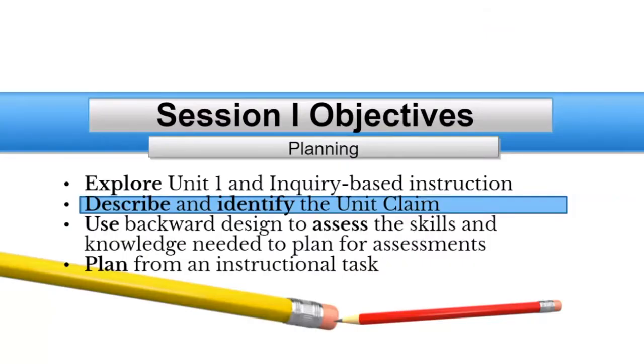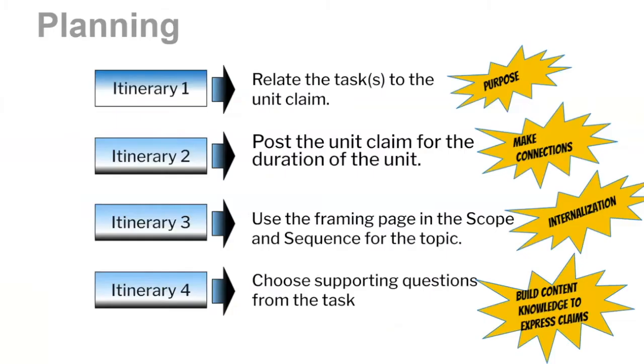Let's go ahead and move on to the next objective, and that is to describe and identify the unit claim. When planning, if we're taking the approach for backwards design, we have the unit claim driving each of these steps. So first, we want to relate the task to that unit claim. That's going to be our driving purpose. Second, we want to post the unit claim for the duration of the unit where the students can see it.